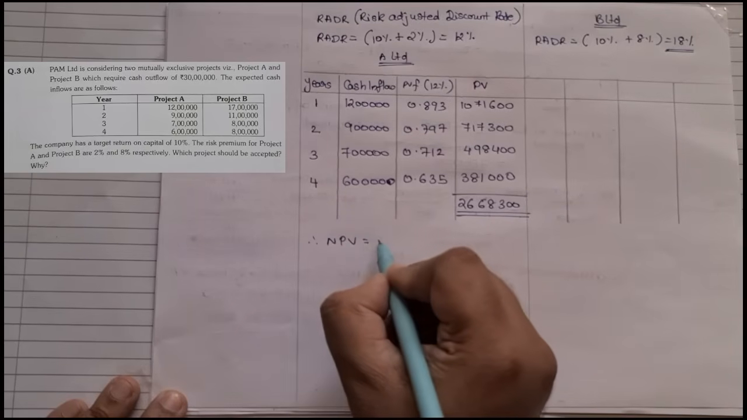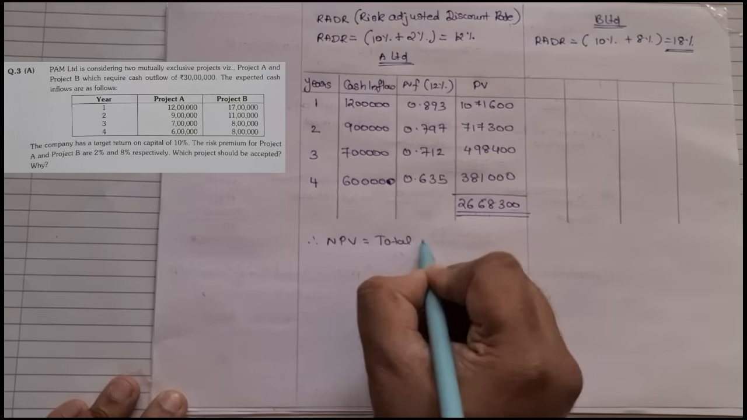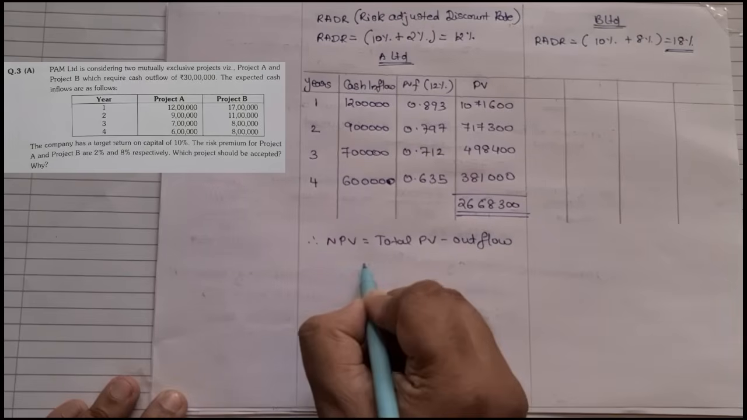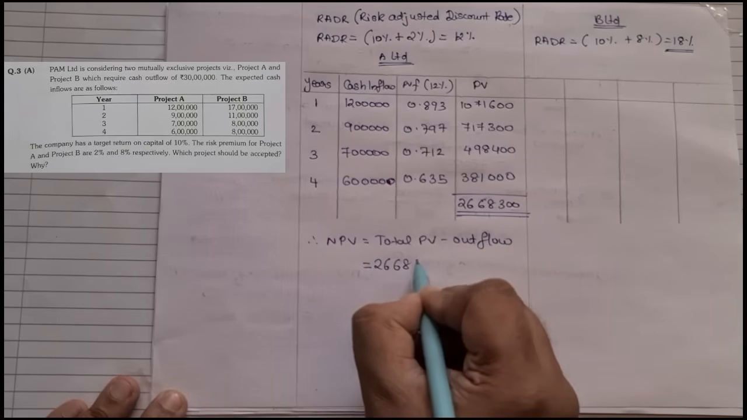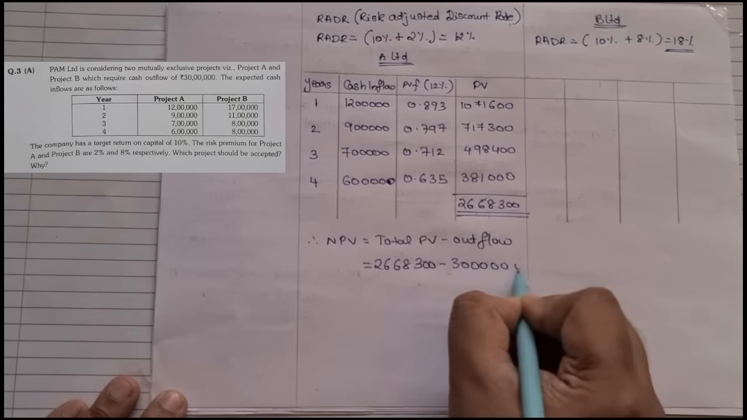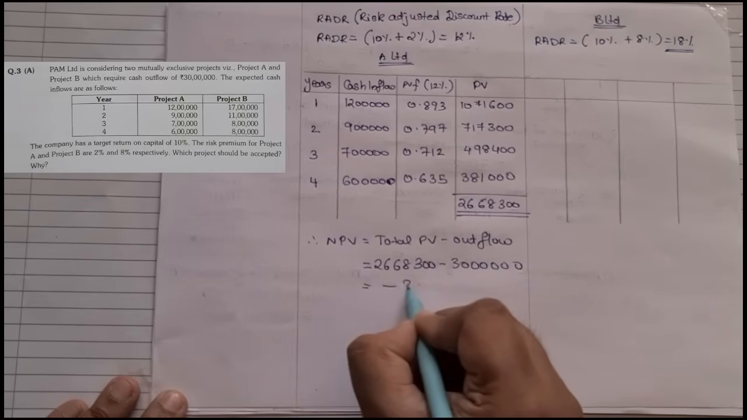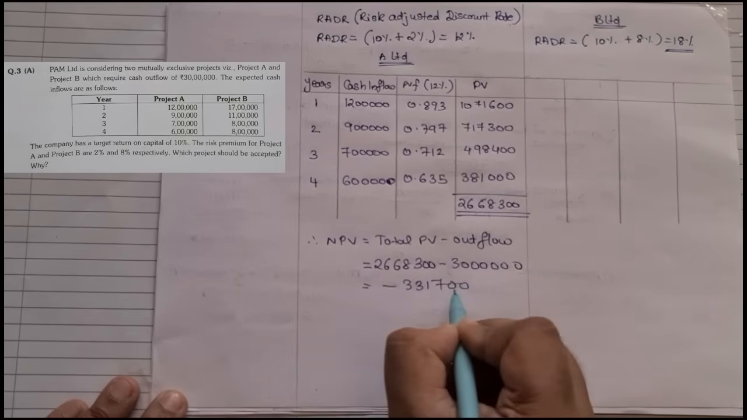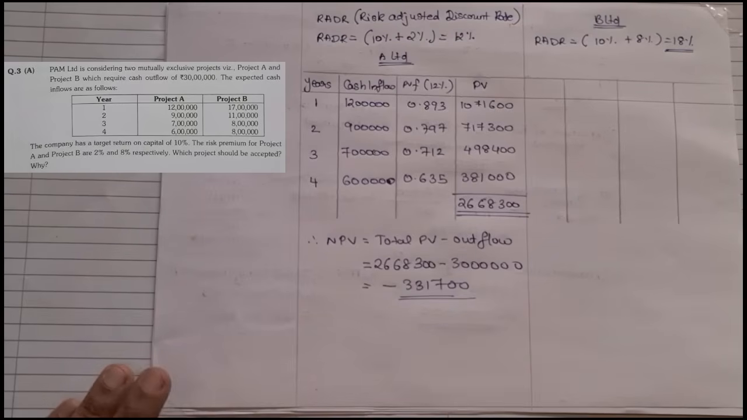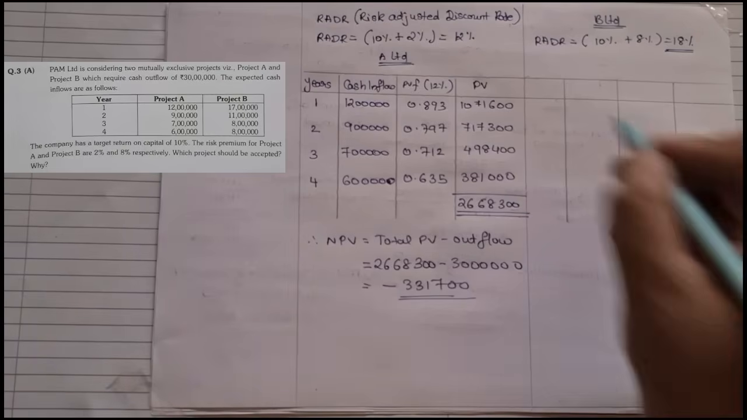Therefore NPV is equal to total PV minus outflow. So that was 26,68,300. Now the outflow was 30 lakhs. When I subtract, I get a negative 3,31,700. So this is a negative value, not a preferred option. Let us check for the second one.